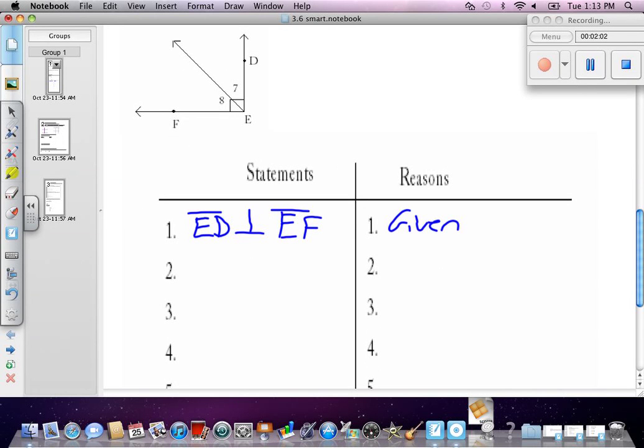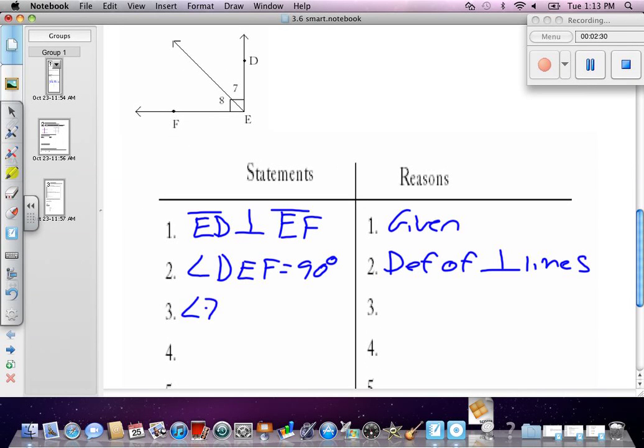Okay? So, that's what I'm going to do. I want to say angle DEF equals 90 degrees. And we're going to say definition of perpendicular lines. Okay. Then we're going to say angle 7 plus angle 8 equals angle DEF by angle addition postulate.